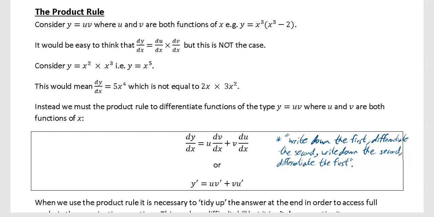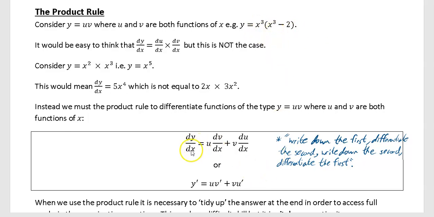In this video, we're going to look at how we differentiate products. Now, we have an example of a product here. You've got a function of x multiplying another function of x, so it is a product. To do this, we're going to call the first bit u, and we're going to call the second bit v.